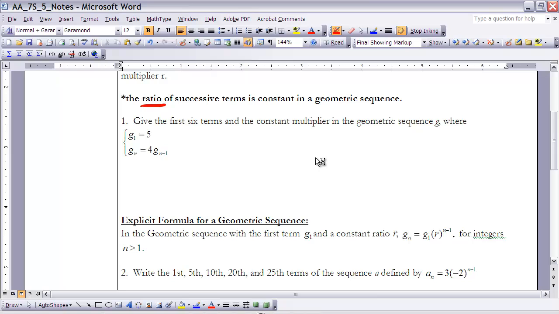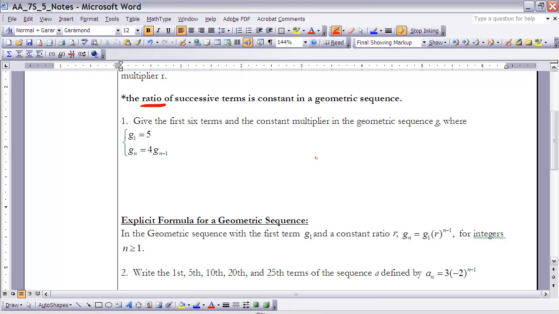So let's take a look at this first example. It says give the first 6 terms and the constant multiplier in the geometric sequence g, where g sub 1 is equal to 5 and g sub n is equal to 4 times g sub n minus 1. Now let's not forget what g sub n minus 1 means. It just means the previous term. So if I'm finding g sub 2, g sub n minus 1 would be 5.